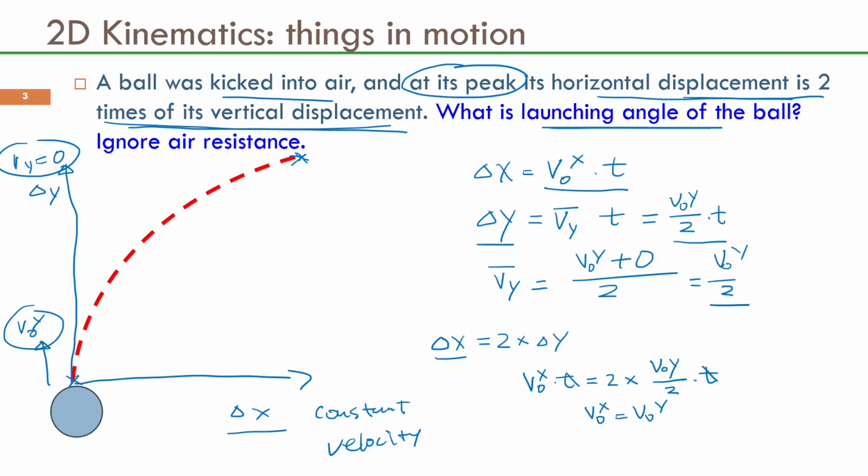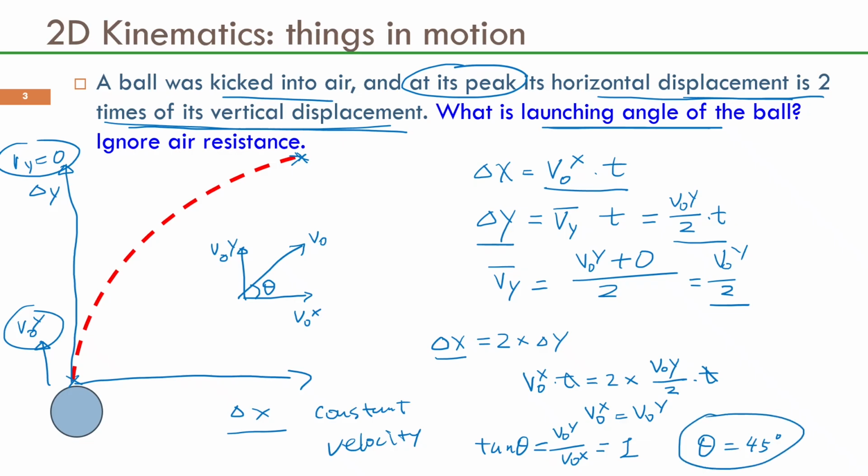So what does this mean? That means if this is my initial velocity, this is my v0x, this is my v0y, this horizontal component and the vertical component are the same. And this would be my launching angle. From trig, we know that tangent theta equals v0y divided by v0x. And we know they're the same, so that means tangent theta is 1. So that means my theta is 45 degrees. In other words, the launching angle for this question would be 45 degrees.